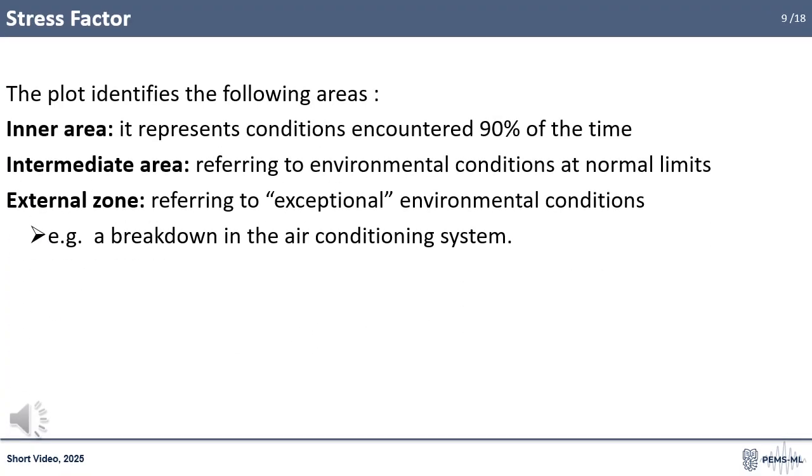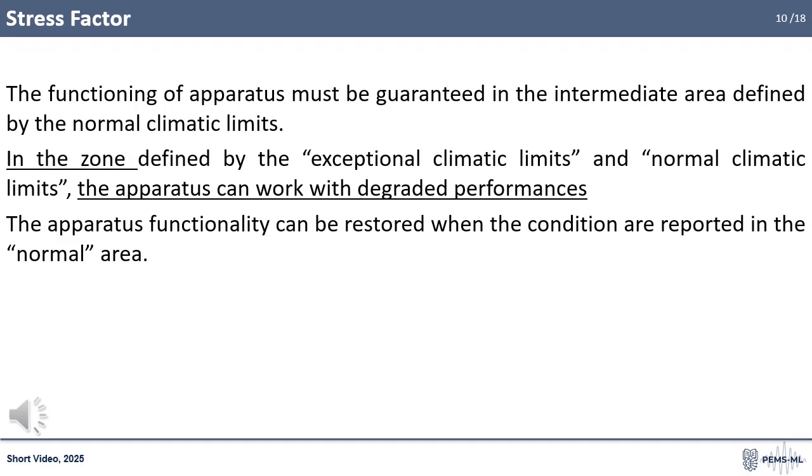In the climatogram, several zones can be identified. An inner zone, representing the environmental conditions encountered during approximately 90% of the time. An intermediate zone, corresponding to normal limiting environmental conditions, and an outer zone, representing exceptional environmental conditions, for example, a failure in the air conditioning system if present. The proper functionality of the equipment must be ensured within the intermediate zone, while in the outer zone, a reversible degradation of performance is acceptable.